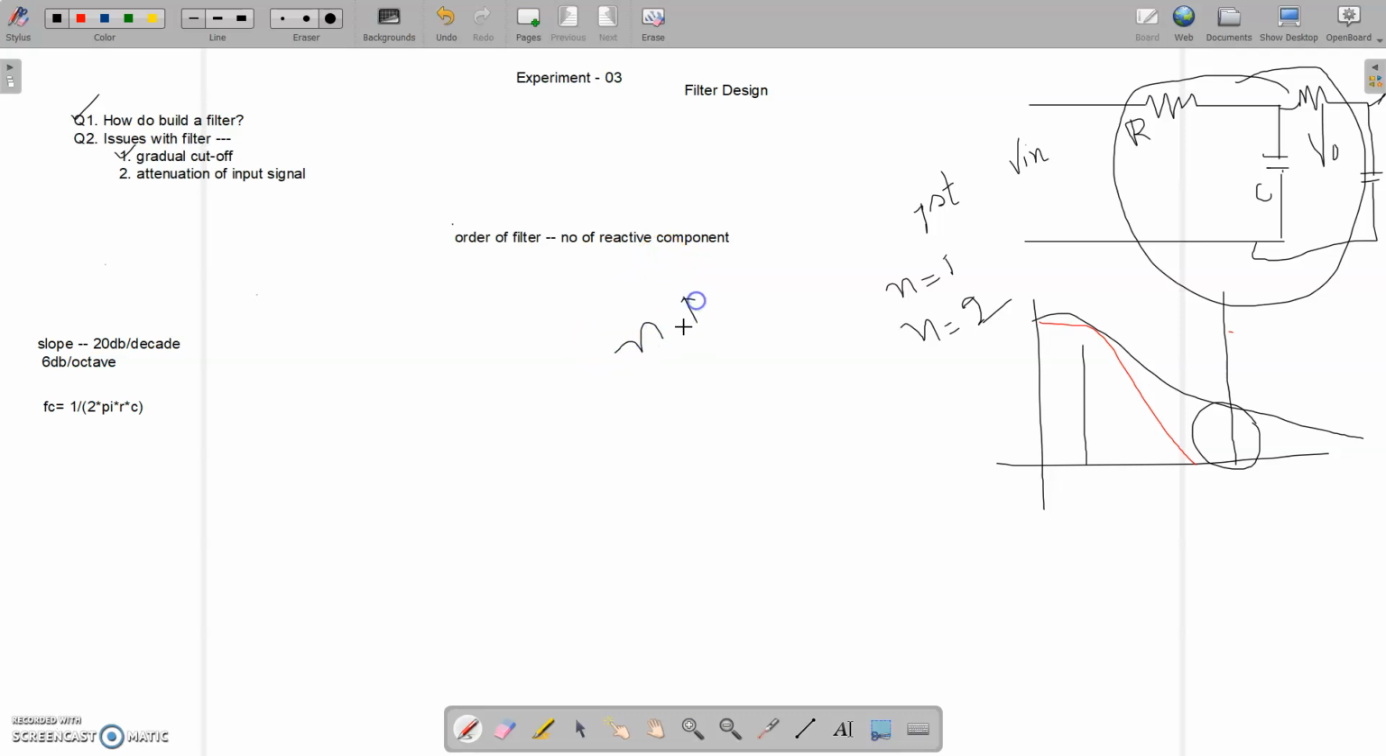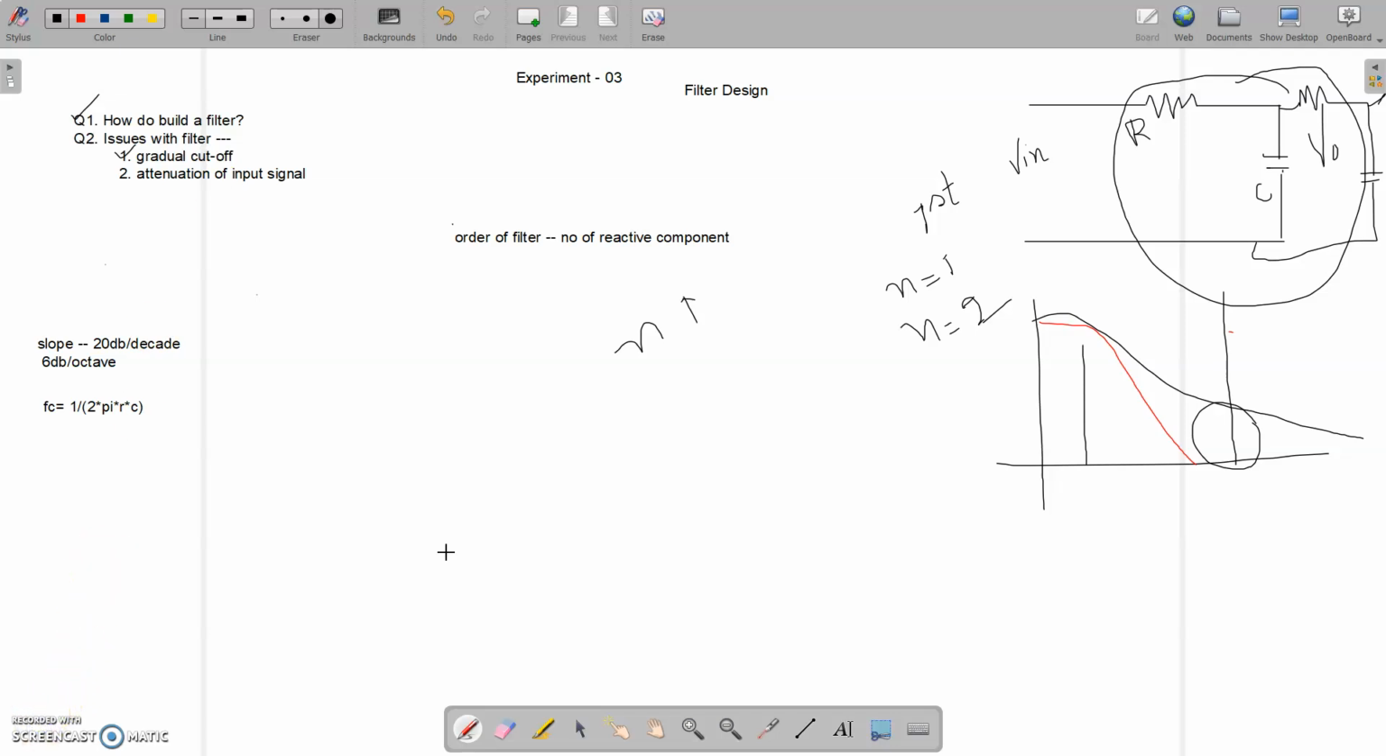If we increase the order of the filter circuit, that means we are increasing the number of reactive components, then rather than a gradual cutoff, which was the problem, we can get a much sharper cutoff. So that actually fixes my problem, right?